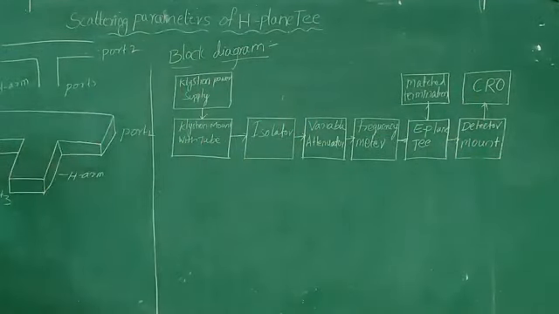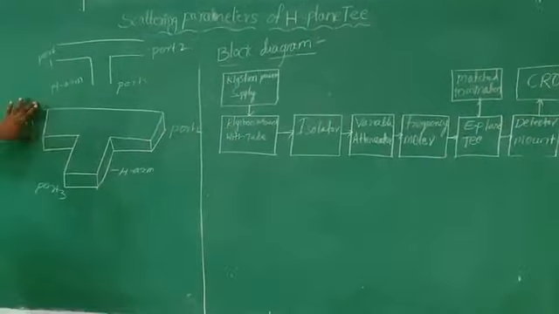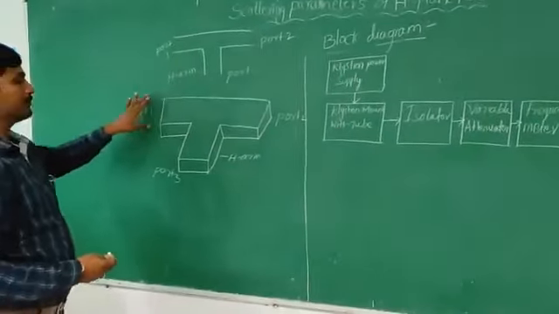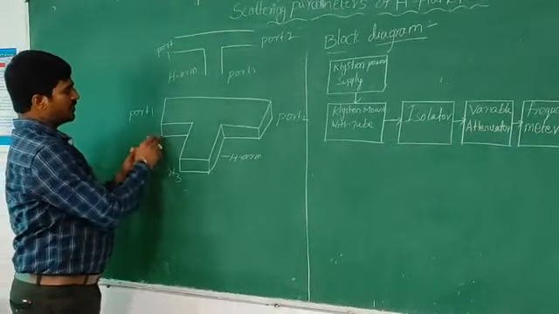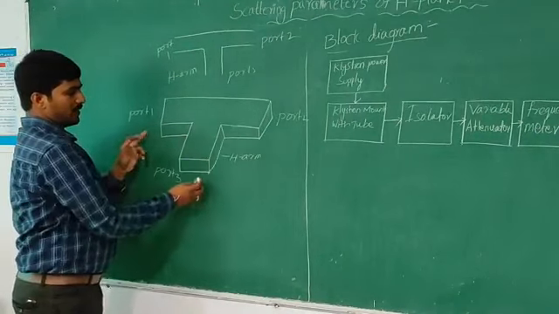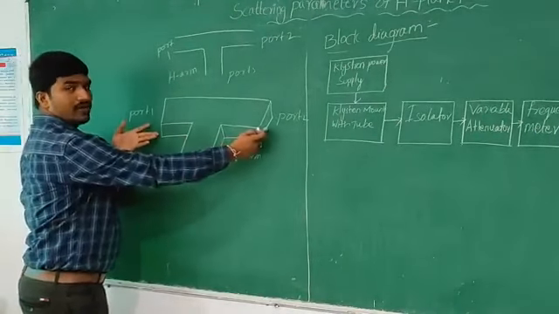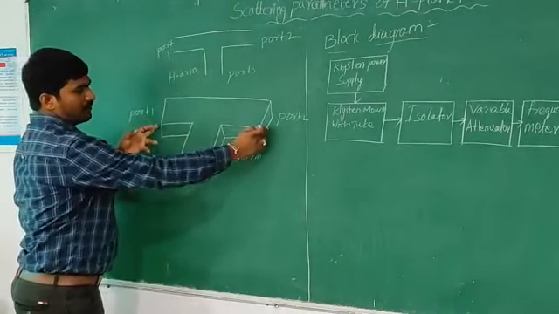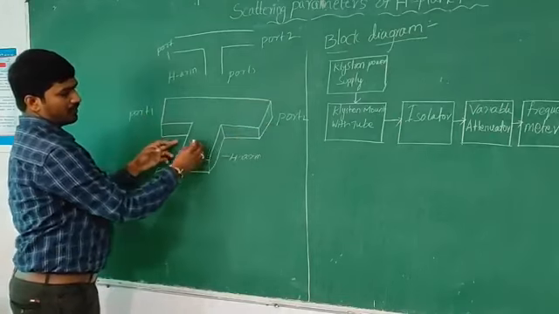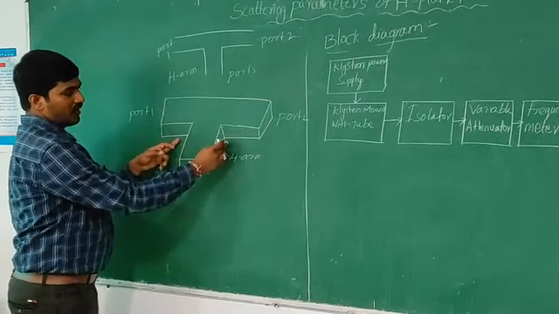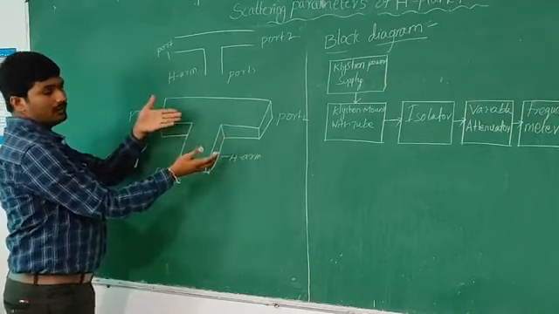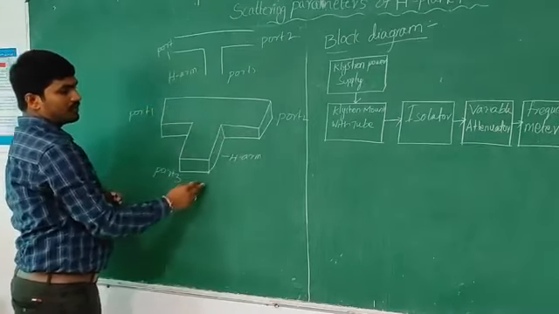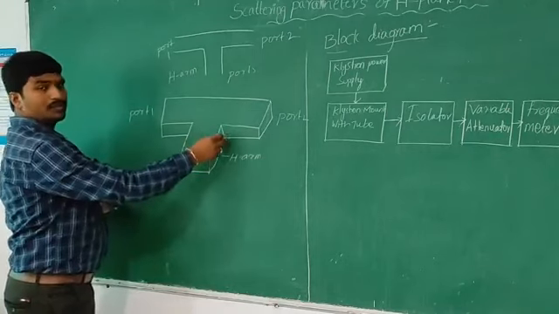Here we can see the H plane T. This is a three-port network. H plane T is a rectangular waveguide. To this rectangular waveguide, we cut one cross section horizontally and fix another rectangular waveguide to it. So it is called the H arm or H plane T.